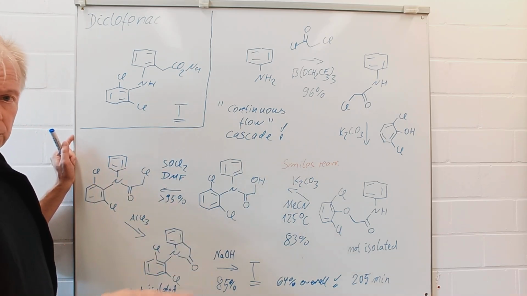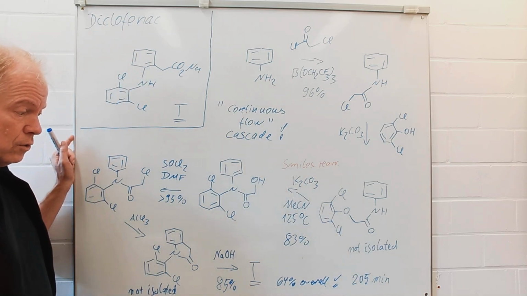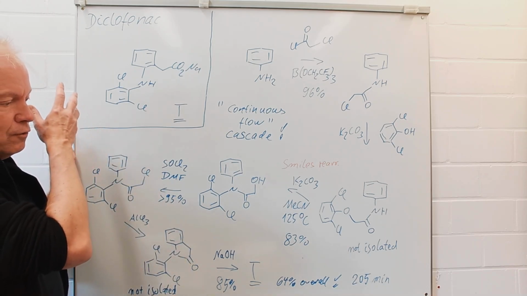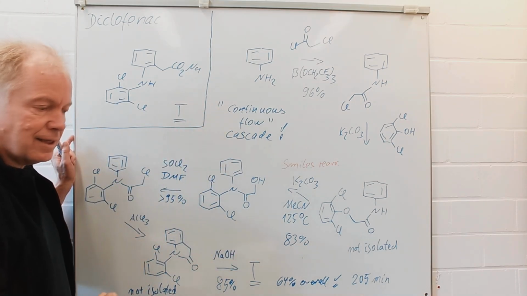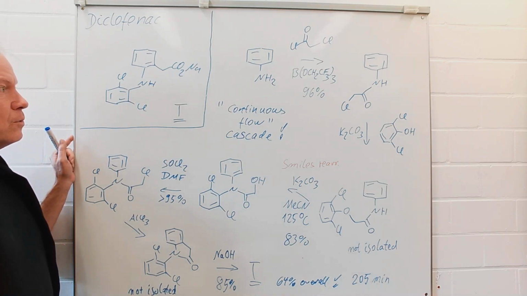So if we calculate this through, then we have a 64% overall yield, and the overall time for flowing through that cascade is 205 minutes. Well, I think this is a really impressive result.